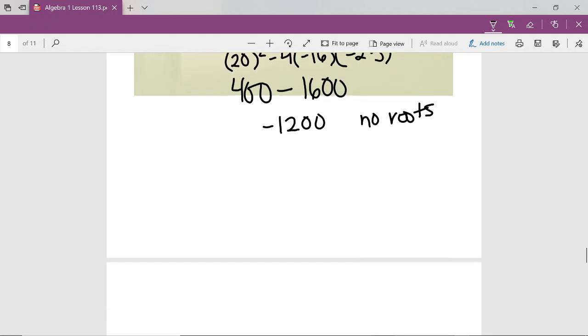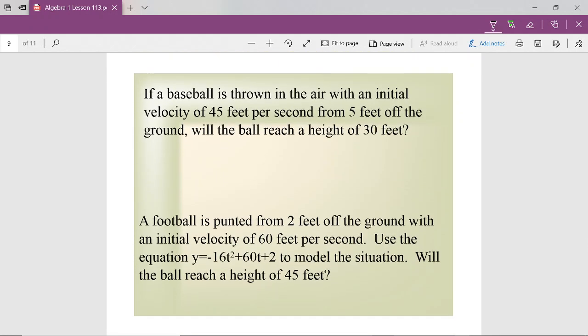All right, now I have a couple more examples down here that you can try for yourself. Same situation as above. I'll give you a little hint with this one. When we have 45 feet per second for our initial velocity and 5 feet off the ground, we would say our equation is something like h equals negative 16t squared, showing our gravity, and then our velocity of 45 feet per second, and then 5 feet off the ground. So we would want our h to be 30 in this case. So plug it in, see what you think happens. And same thing with that football. Will it reach a height of 45 feet? Take a second to try that out.